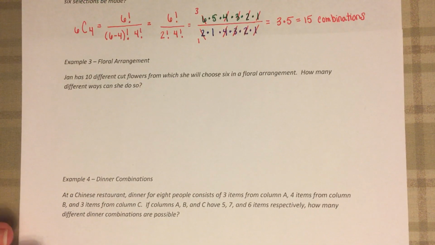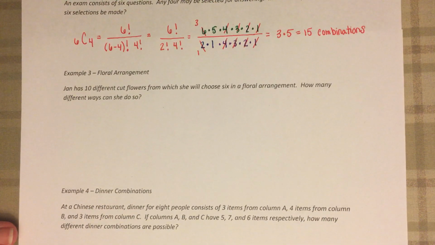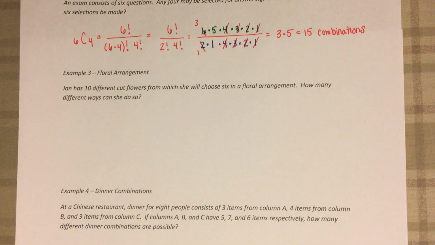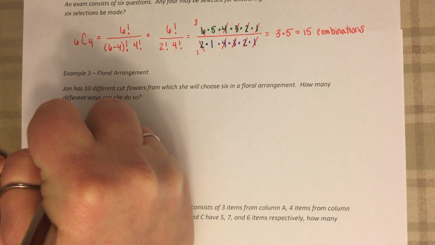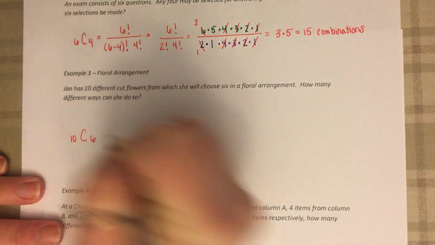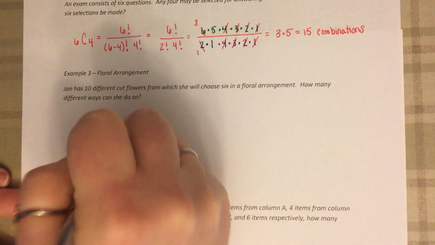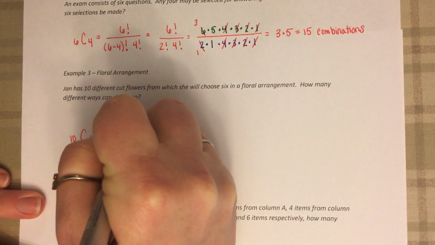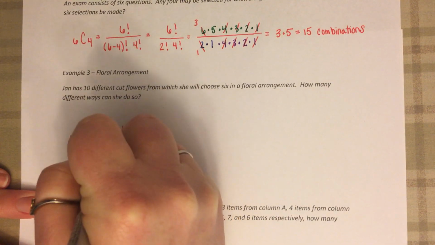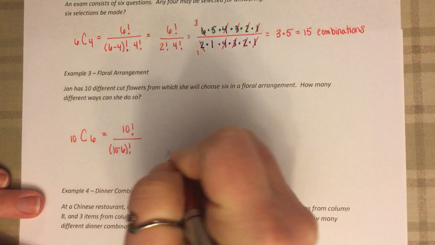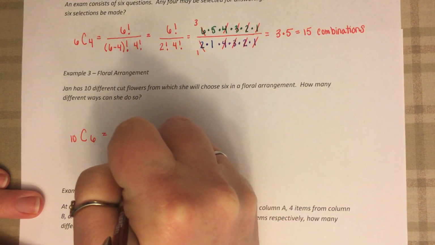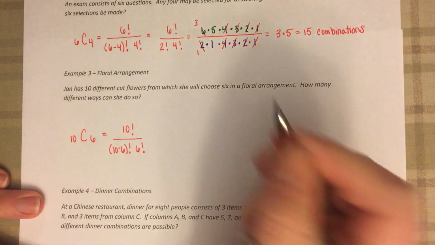Okay, so for example 3, we're going to look at another combination problem. Jan has 10 different cut flowers from which she will choose 6 in a floral arrangement. How many different ways can she do so? Okay, so we have a total of 10 items, and we are choosing 6 for our combination. So we're going to take 10 factorial, subtract these, 10 minus 6 factorial, and then we take the number of objects that we're choosing, so that's our 6 factorial.